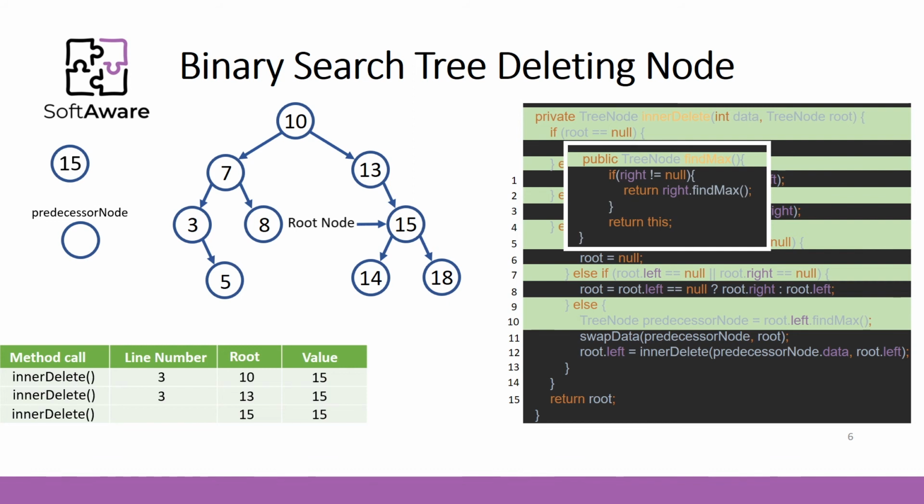In our example, root.left's right node is null. The if condition will be skipped and the root.left's value will be returned, which is 14.